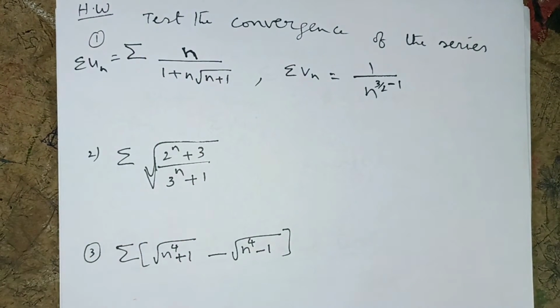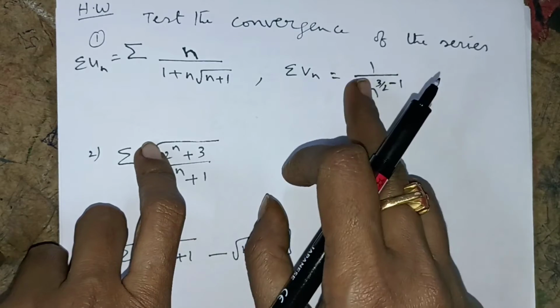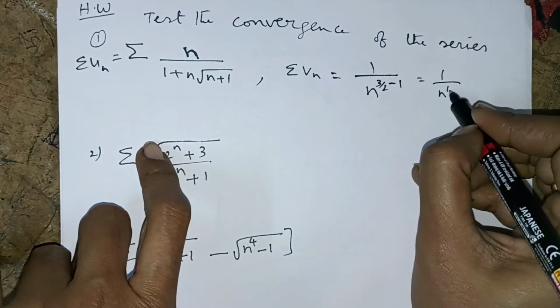What is the formula to choose sigma vn? Sigma vn is equal to 1 by n to the power of, in the power we should write the highest power of n in the denominator minus the highest power of n in the numerator. The highest power in the denominator is 3 by 2. The highest power in the numerator is 1. 3 by 2 minus 1 is 1 by 2, so vn is 1 by n to the power of 1 by 2. Like this you have to choose.